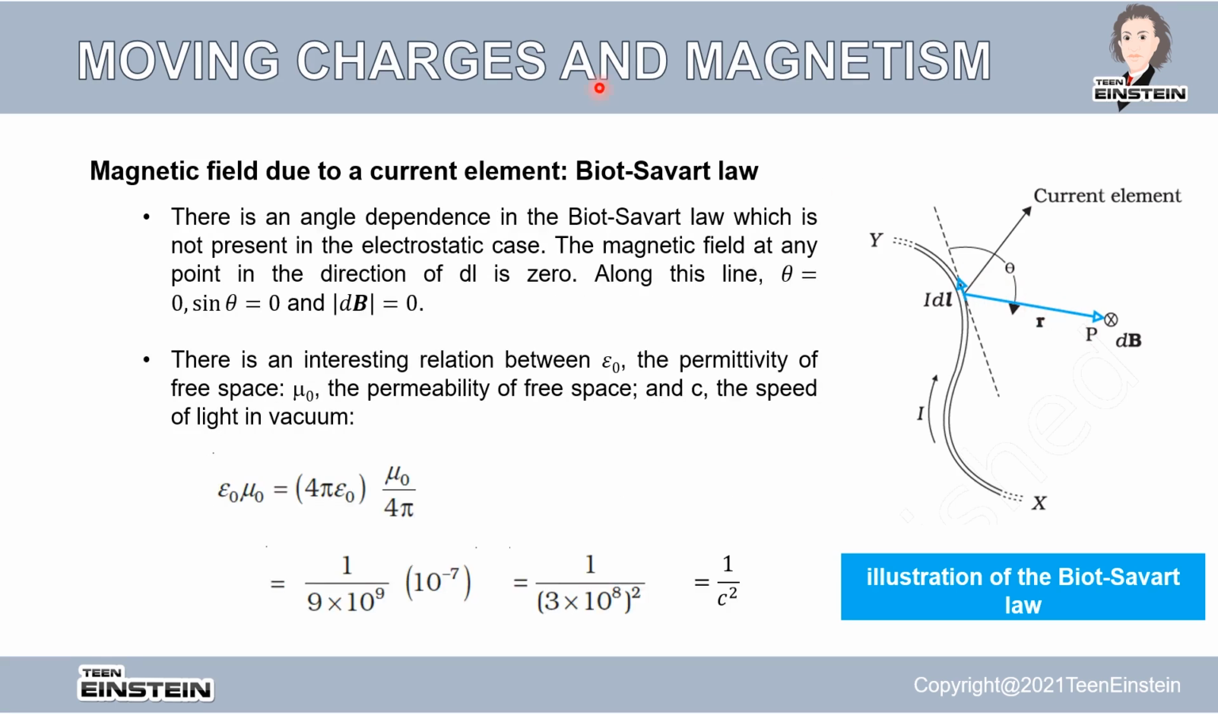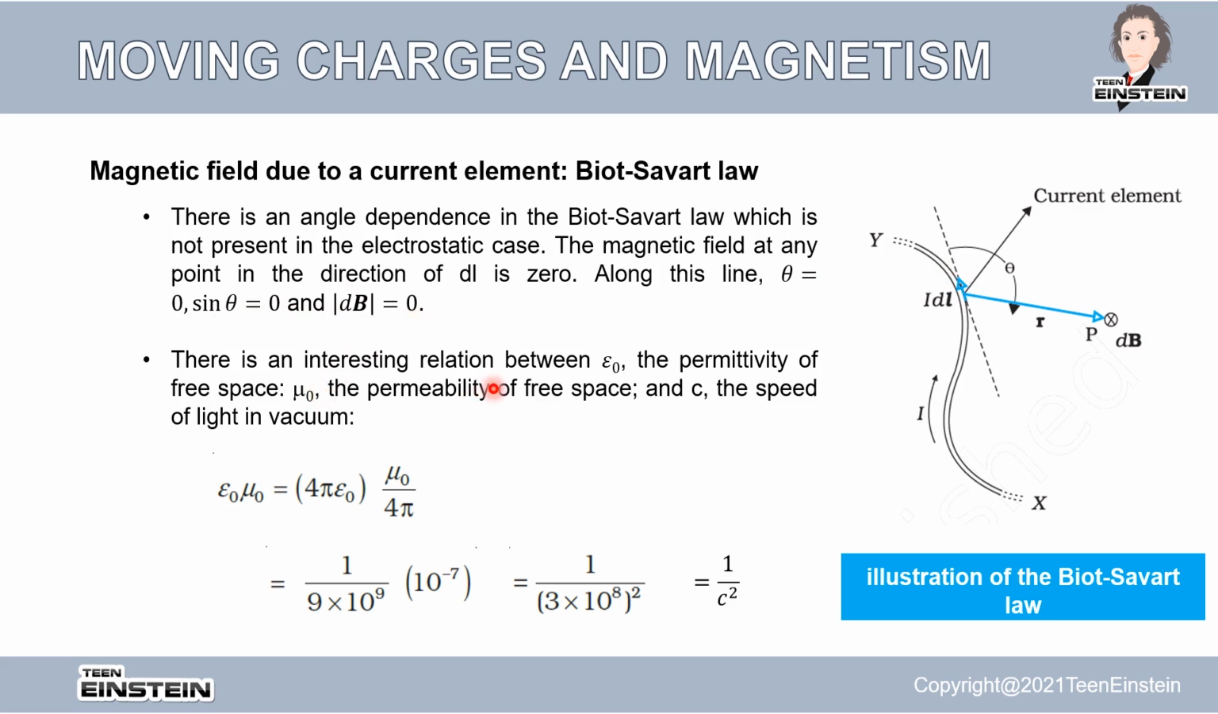Okay. So there is an angle dependence in the Biot-Savart law which is not present in the electrostatic case. In the electrostatic case, there is no angular dependence because it is not a vector product or anything. But in this case, it's a vector product. So the magnetic field at any point in the direction of dl is 0, because if the point is along this direction, then theta is going to be 0, right? So sine theta equal to 0, then dB becomes 0.